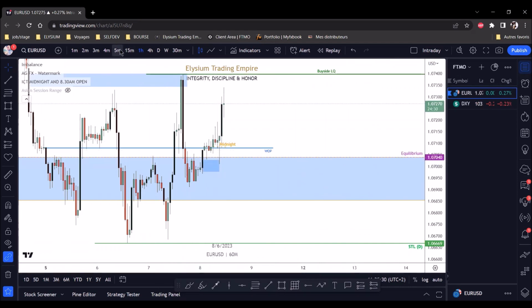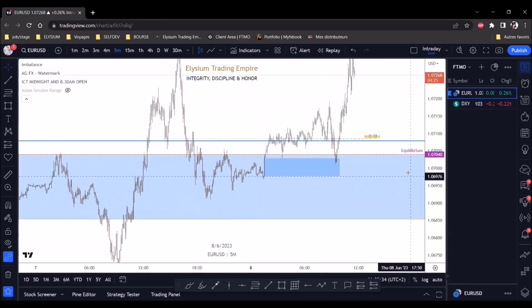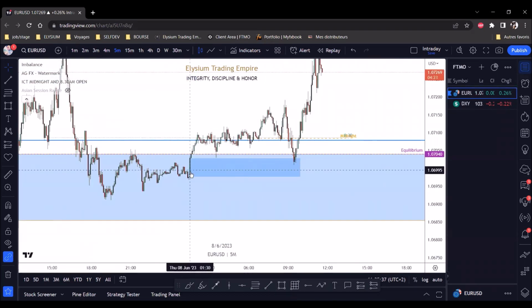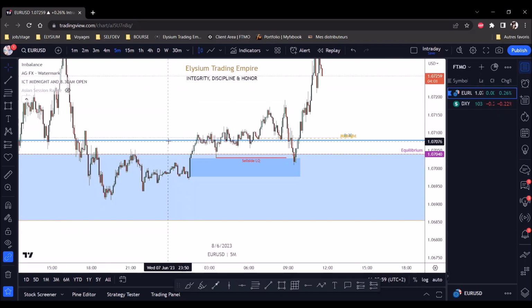We have also a very beautiful fair value gap, which broke all this liquidity, a displacement fair value gap in 5 minutes. Very beautiful. And above this fair value gap, what is very beautiful also is the sell side liquidity. Okay, this is sell side liquidity.